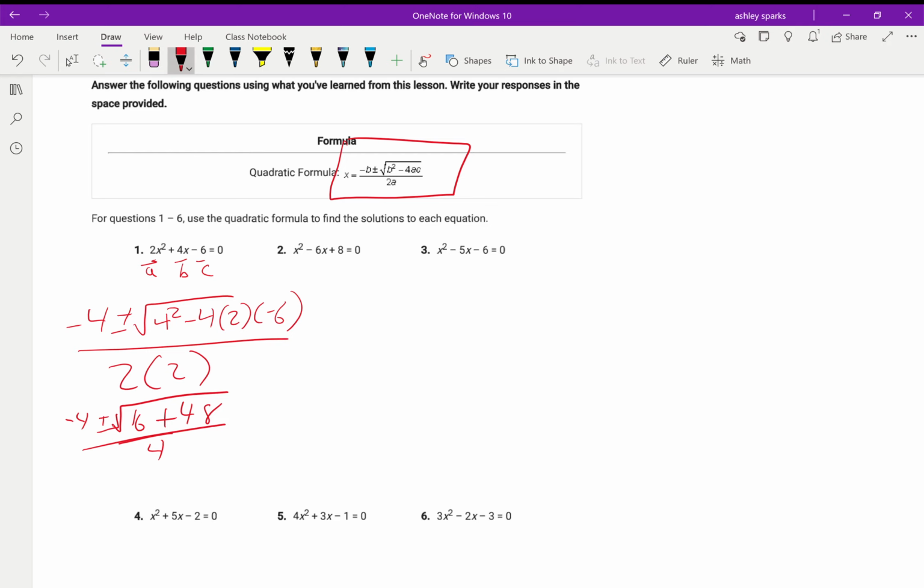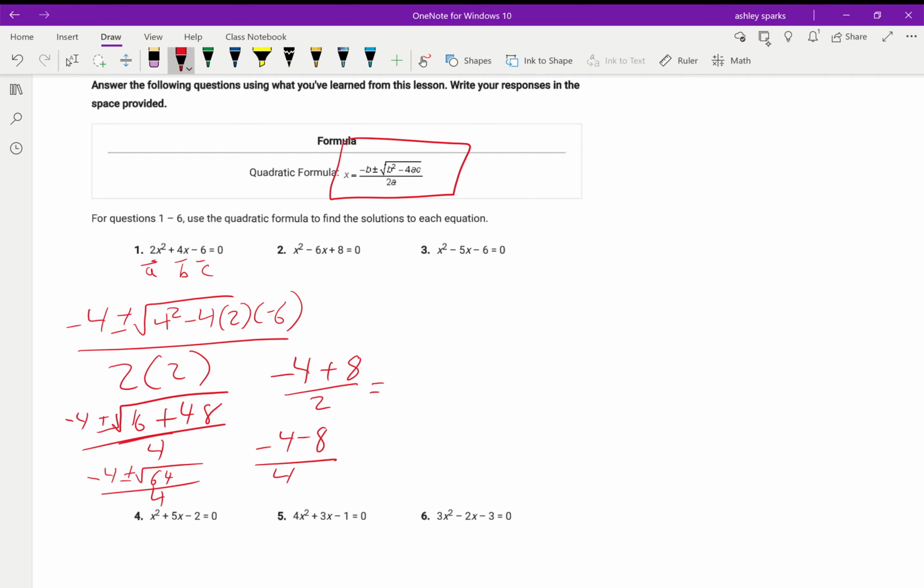From there, I can go ahead and simplify. So negative 4 plus or minus the square root of 16 plus 48, which is 64, over 4. This gives me two problems now. So I have negative 4 plus the square root of 64, which is 8, over 4, and negative 4 minus the square root of 64, over 4. That's what that plus or minus means.